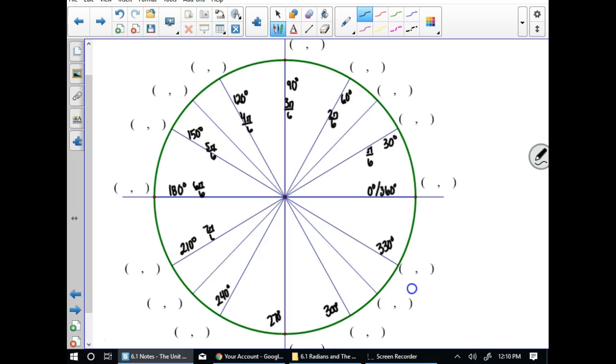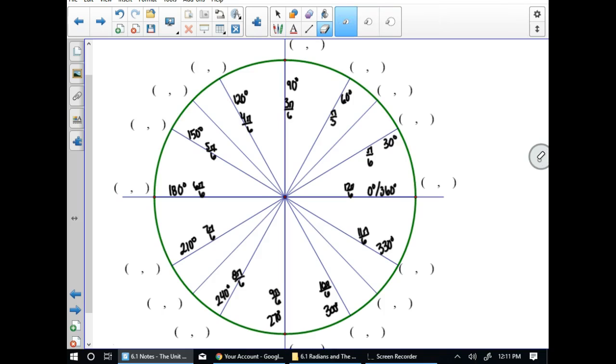7 pi over 6, 8 pi over 6, 9 pi over 6, 10 pi over 6, 11 pi over 6. Alright, and then I guess here's 12 pi over 6. Now, I just went around adding 1 each time, but some of these will reduce. So instead of 2 pi over 6, I'm going to erase that one. I'm going to change it to pi over 3 because it will reduce.